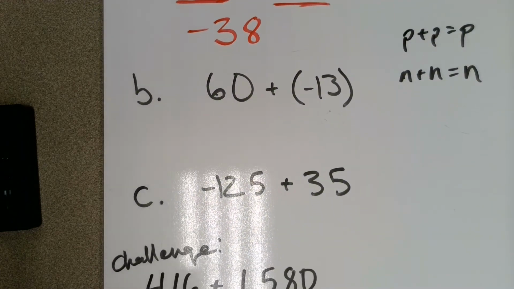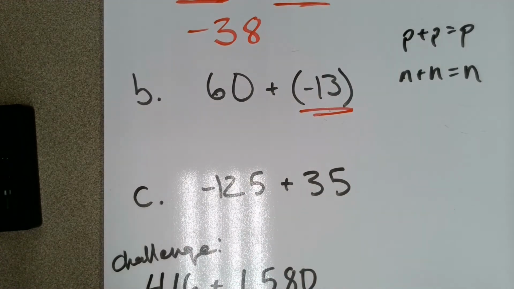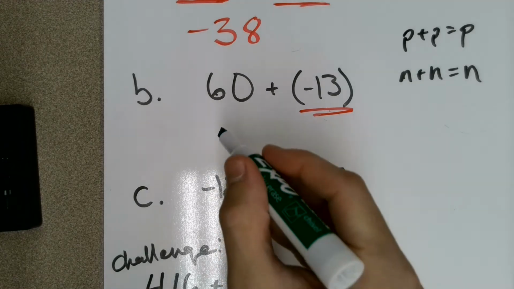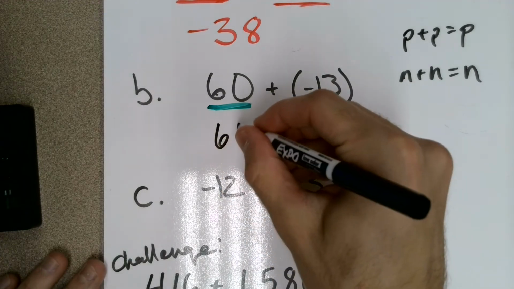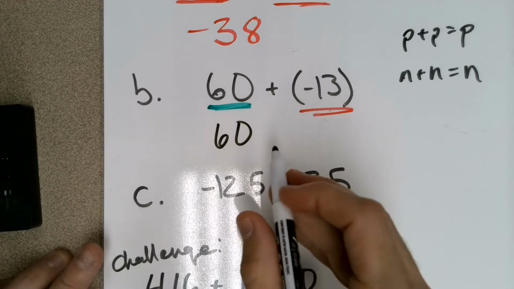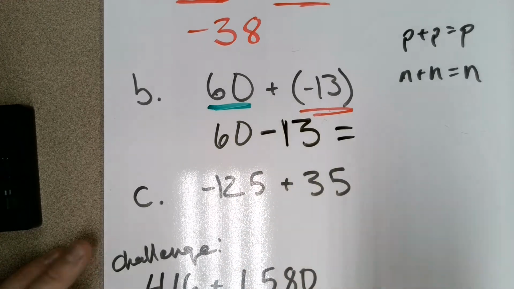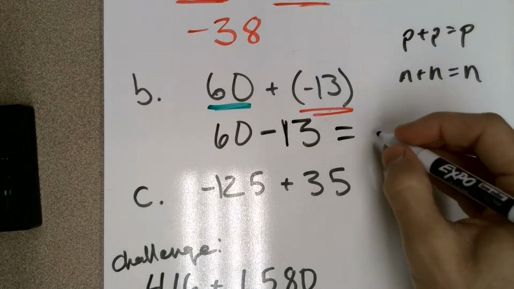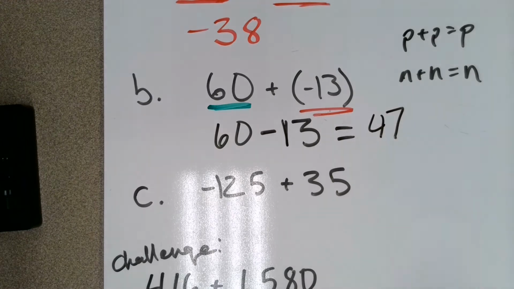Looking at the next one. Do we have same sign? We have a negative 13, but we have a positive 60. Different signs. Let's think of a way we could rewrite this. I'm going to rewrite it as 60, and instead of using this plus negative, I'm just going to make it minus 13. 60 minus 13, there's some mental math. That's going to leave us with 47, I believe.